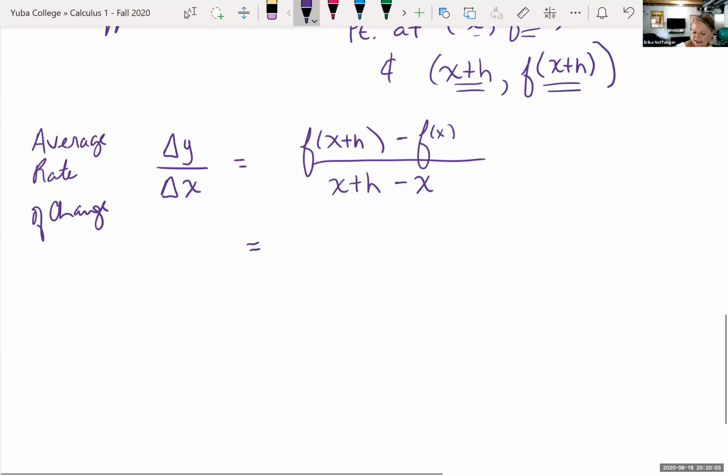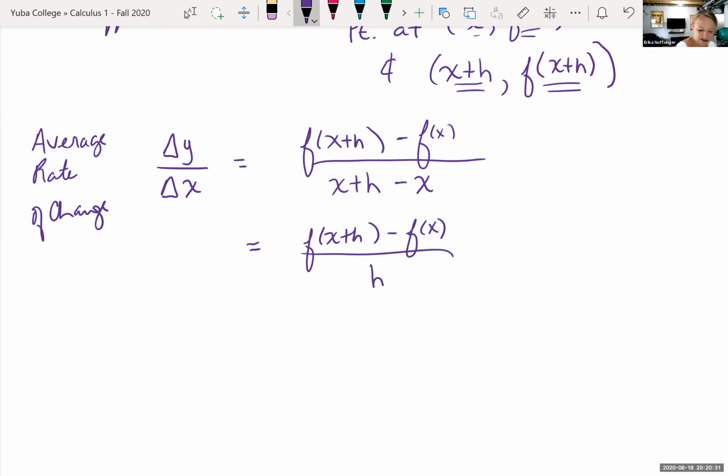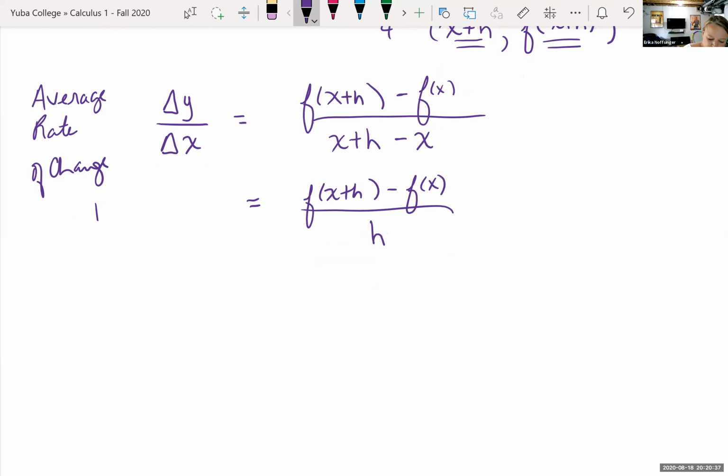And so now if I look at this, I can actually simplify it a little bit. This is not a distribution of this f into the x plus h. This is a function of some value x plus h, so I can't distribute that. But notice in the denominator, I have like terms x minus x. Those cancel. And so I'm left in my numerator with f of x plus h minus f of x, all over just h. So this is also called a difference quotient. You might have remembered doing this either in intermediate algebra or college algebra.